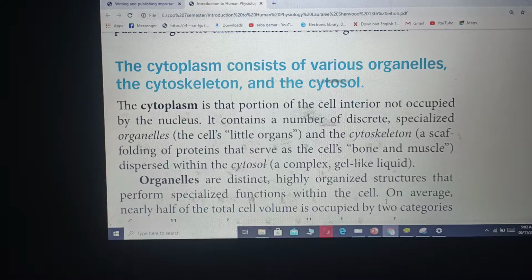We can say if we remove the nucleus from the cell, the remaining portion of the cell will be the cytoplasm, and it contains a number of discrete specialized organelles. It may contain cytoskeleton and it may contain cytosol. Now, what are organelles? What is the function of cytoskeleton and what is cytosol? We will discuss one by one all of them.